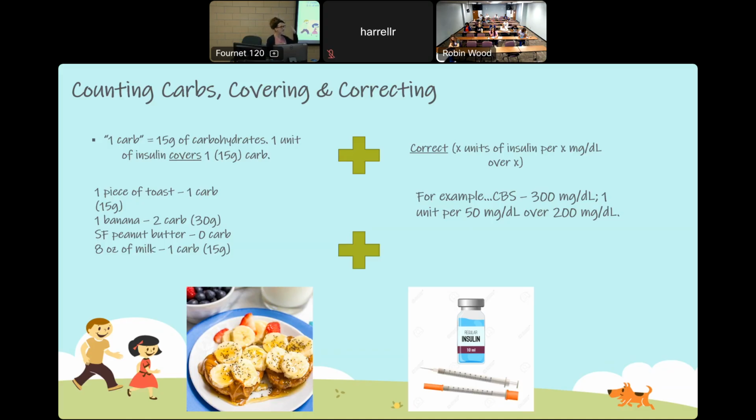All right, so we said we needed 4 units of insulin to cover our carb intake for breakfast. But when we checked their sugar before breakfast, let's say it was 300. So we also need to correct our hyperglycemia.